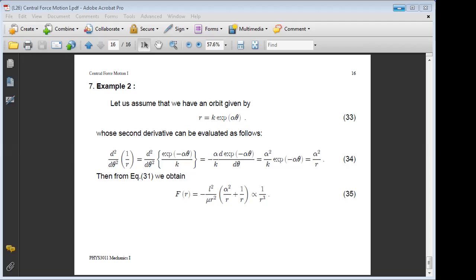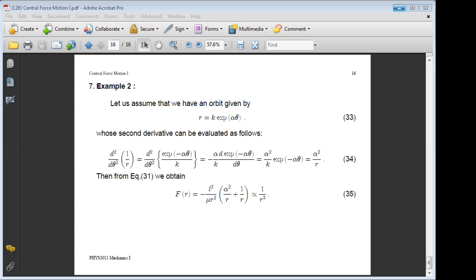Now we have an inverse square law for the interacting force. F(r) is equal to minus k over r squared. So the potential energy is equal to minus k over r. And the effective potential energy is equal to minus k over r plus L squared over 2 mu r squared. So this is the effective potential energy for the inverse square law case. And the combined potential energy is given by this solid line.